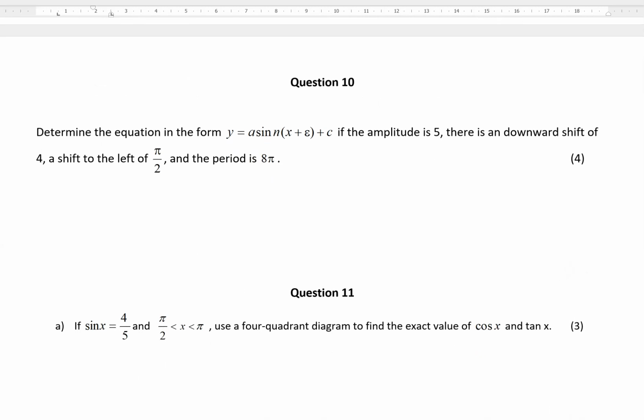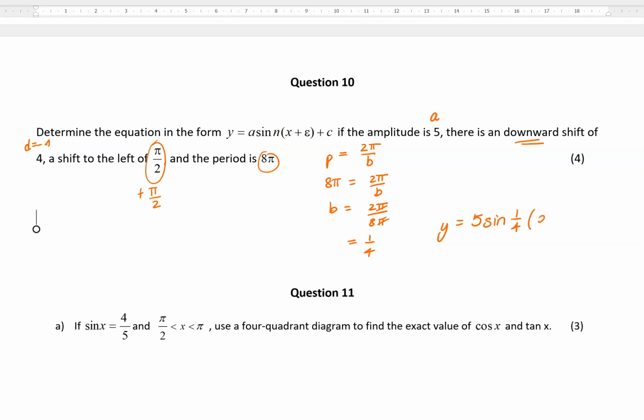Determine the equation formula if the amplitude is 5, so that's your a value. There is a downward shift, so downward shift, that's your minus, that'll be d, will be -4. A shift to the left of pi on 2, so that means c will be plus, and the period is 8 pi. So we've got period is actually 2 pi on b. We want to find our b value, so our period is 8 pi. A little bit of maths here. Unknown is downstairs. Do the switcheroo, so we get b is 1/4. So therefore we've got y is 5 sine 1/4 x plus pi over 2 take 4.